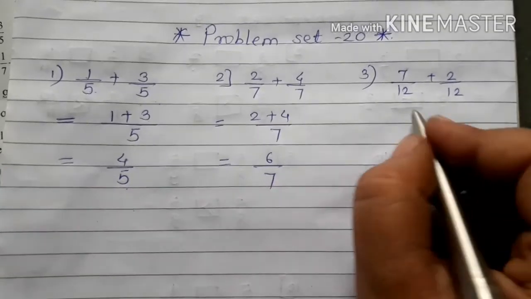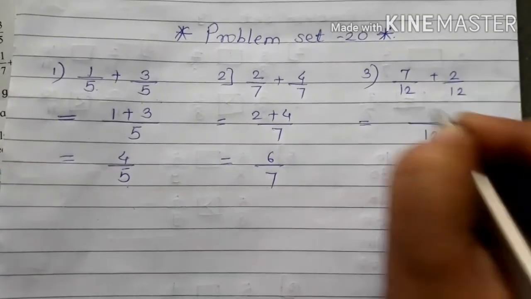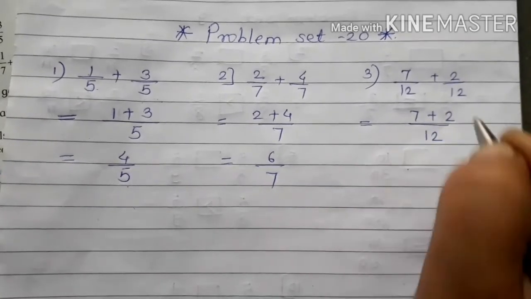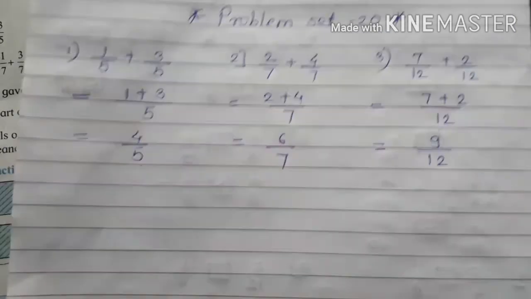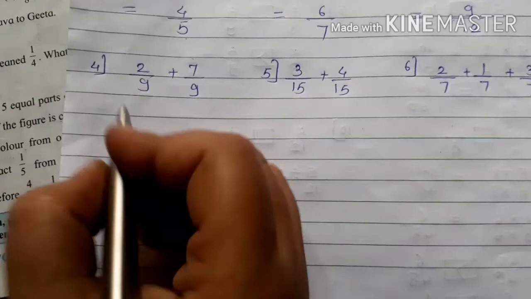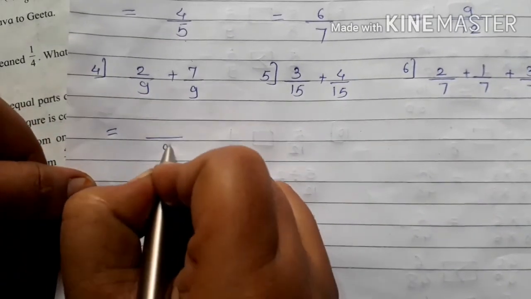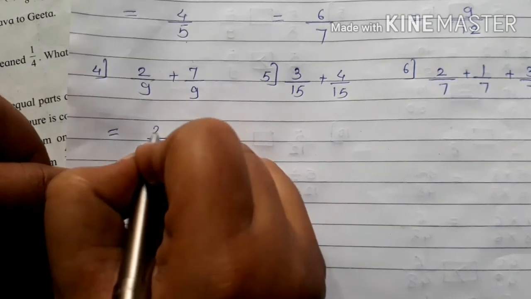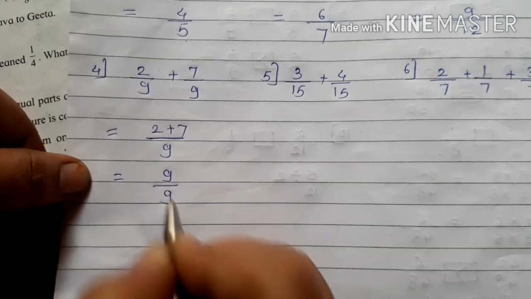Now see the third one. Here also the denominators are the same. So write it one time first. Then do the addition of numerators, 7 plus 2. 7 plus 2 is 9. So the answer is 9 upon 12. Understood everyone? Now see the fourth one. Same like that only. As here we have the same denominator, write it one time. And 2 plus 7. 2 plus 7 is what? 9. So 9 upon 9.